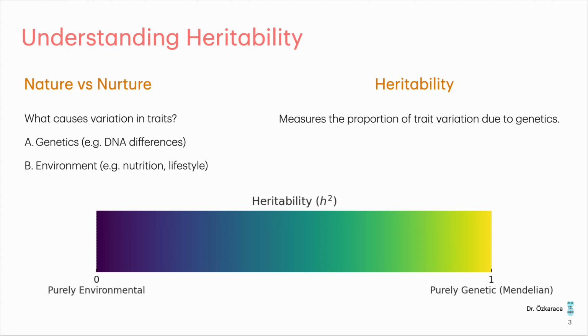Heritability is simply a metric that quantifies the proportion of trait variation attributable to genetic factors. Its values range between 0 and 1, where a heritability value of 0 indicates trait variation is entirely due to environmental factors, and a value of 1 indicates that trait variation is entirely due to genetic differences.